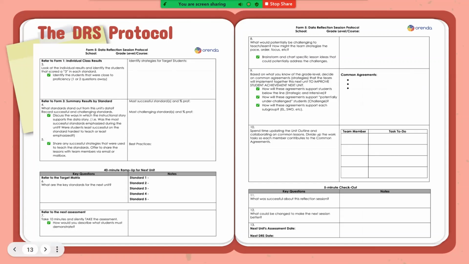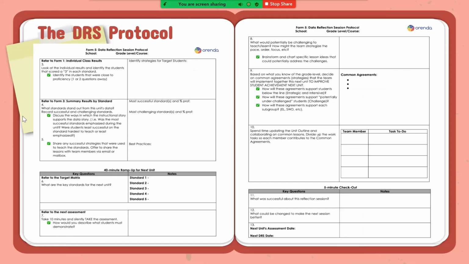Next, on step 3, you will look at your personal class data using Form 1 and identify all students who scored a 3 in each standard. You will then identify students that scored a 2 as well. The reason for noting these students is that they were only 1 or 2 questions away from being proficient on that standard. You will want to note these students and identify strategies for targeted spiral review to accelerate their growth on the standards missed. You will put your identified strategies for targeted students in this box here.